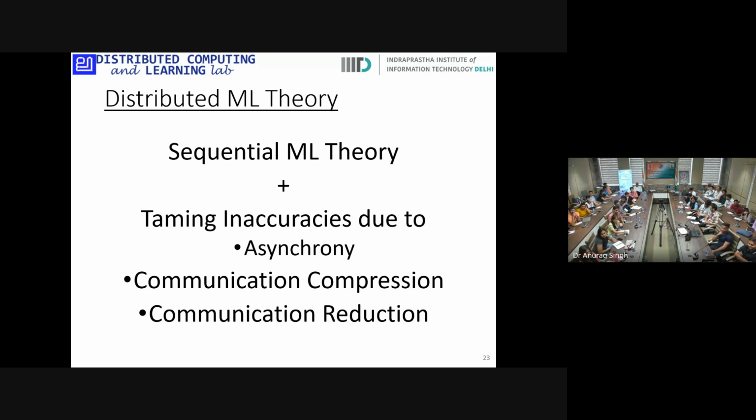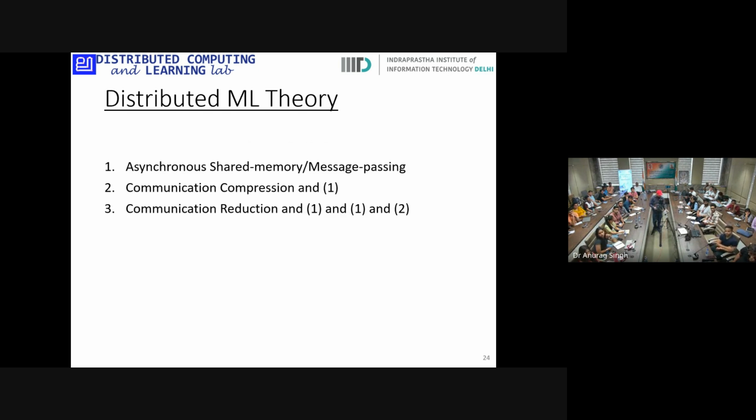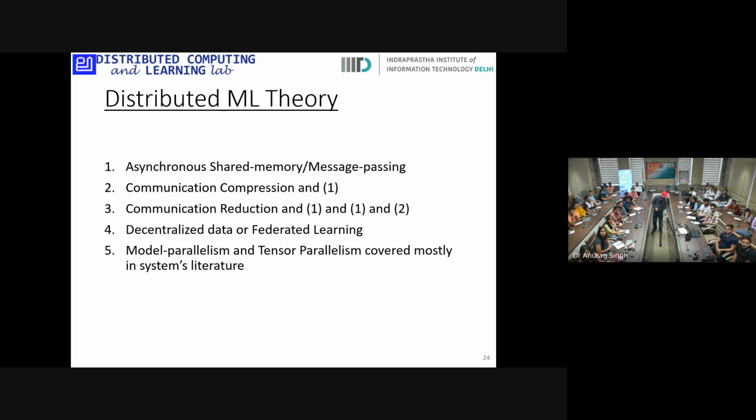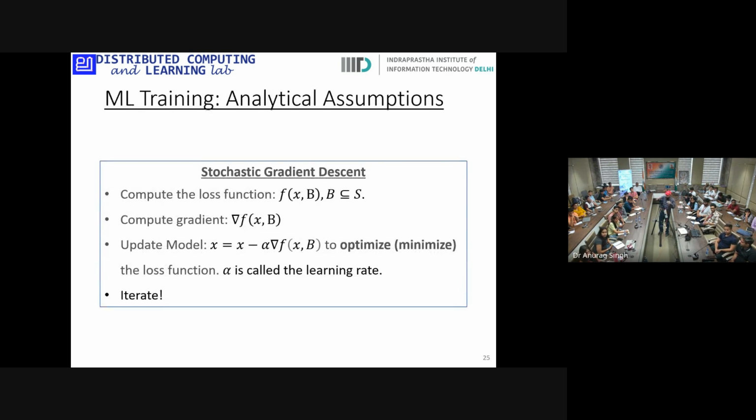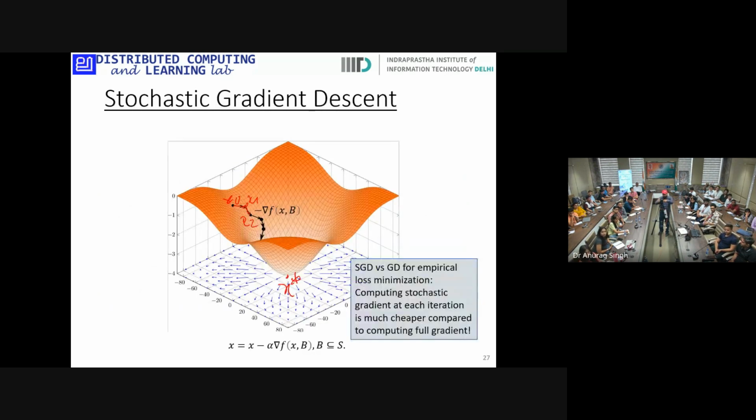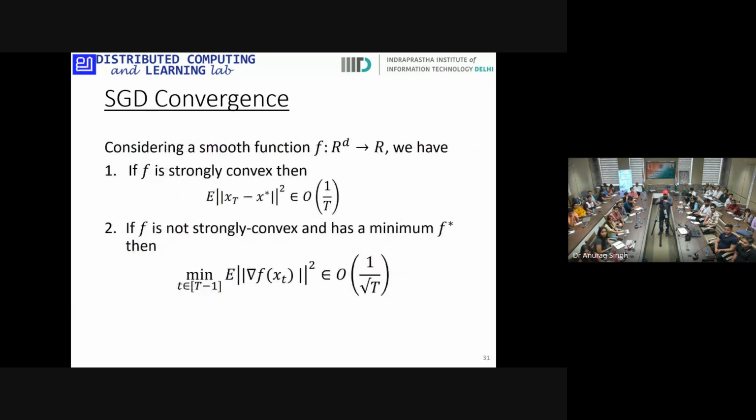So distributed ML theory is expectedly sequential machine learning theory plus inaccuracies that may happen because of distributed systems. So you have to tame those inaccuracies. Let me very quickly tell you how to tame them. In particular, because of communication compression, sparsification, quantization, one idea of taming that is error feedback. Let me tell you quickly what error feedback is.